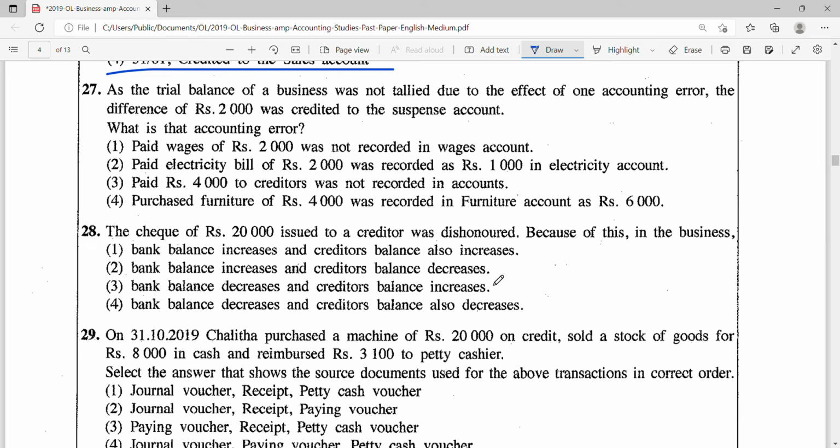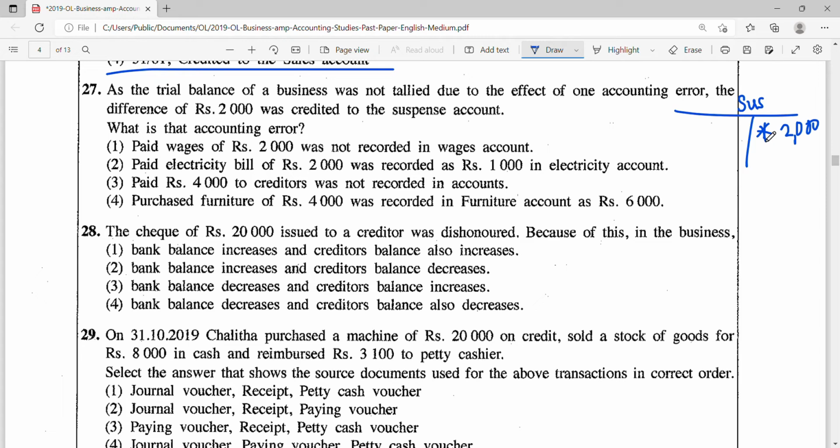As the trial balance of a business was not tallied due to the effect of an accounting error, the difference of rupees 2,000 was credited to the suspense account. So they have opened up the suspense account and they have credited the difference, which means the difference is coming from the credit side of an account. Some account has been understated by 2,000 on the credit side. Alright. So with that knowledge, let's get into the answers.